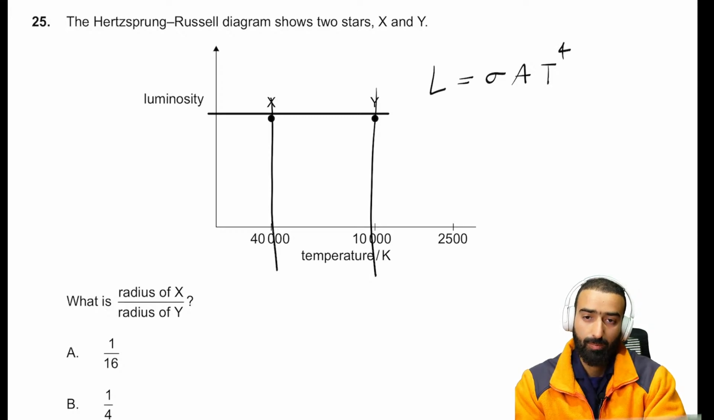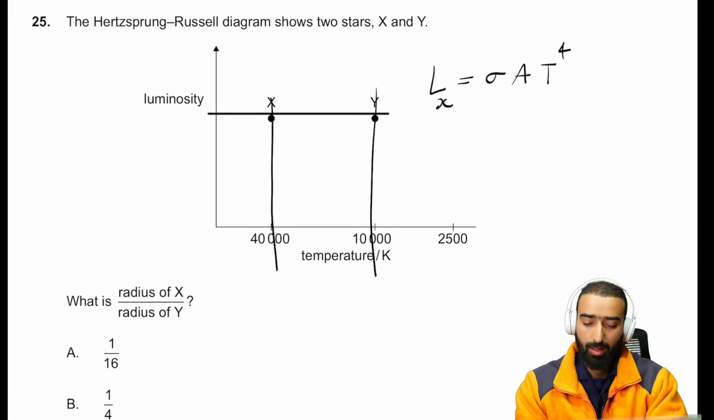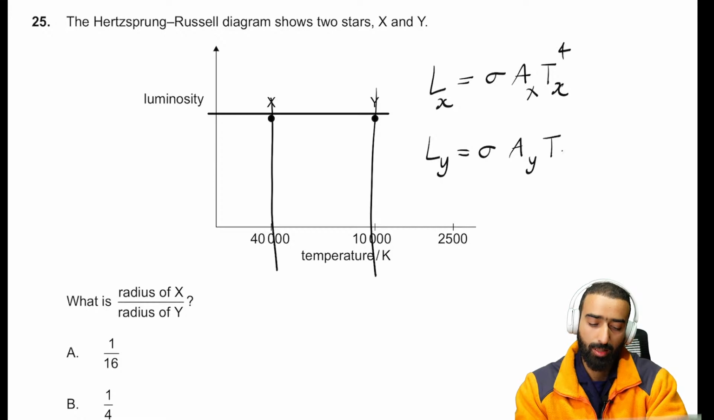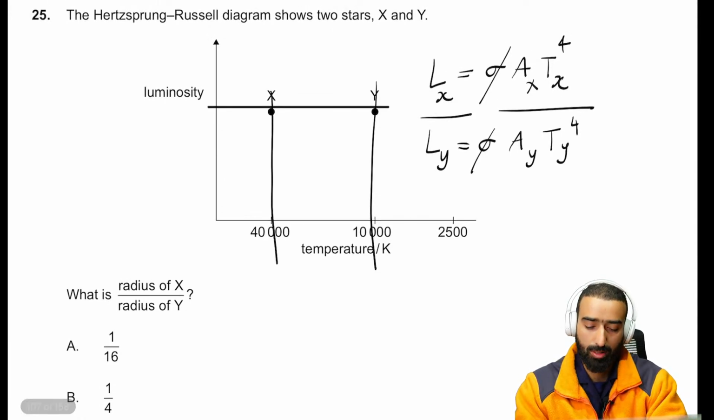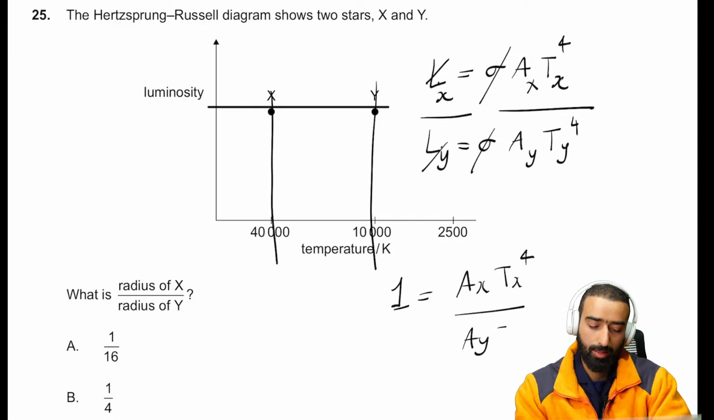For X, it's going to be luminosity of X equals sigma, A, temperature of X to the 4, and then luminosity of Y would be sigma, its area, this is area of X, area of Y, T_Y to the 4. Let's divide these two equations. Sigma goes away, and we get luminosity of X over luminosity of Y, but they're the same, right? So that's 1. So we get 1 equals A_X T_X to the 4 over A_Y T_Y to the 4.